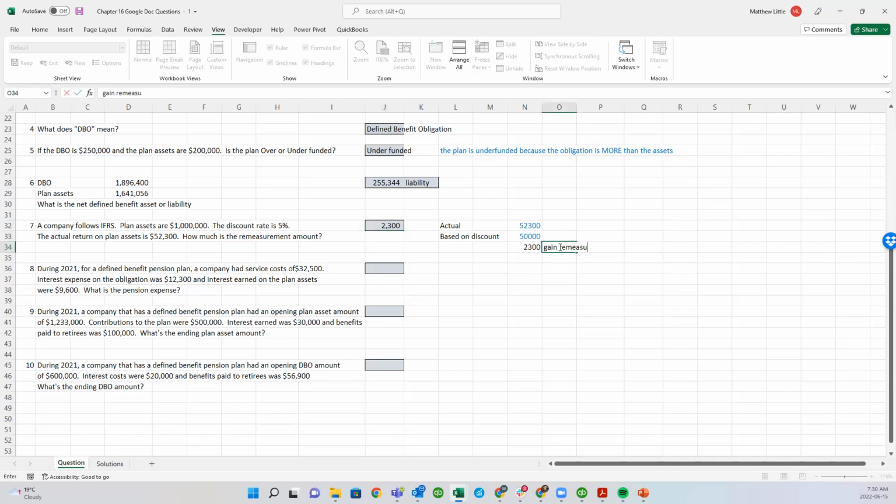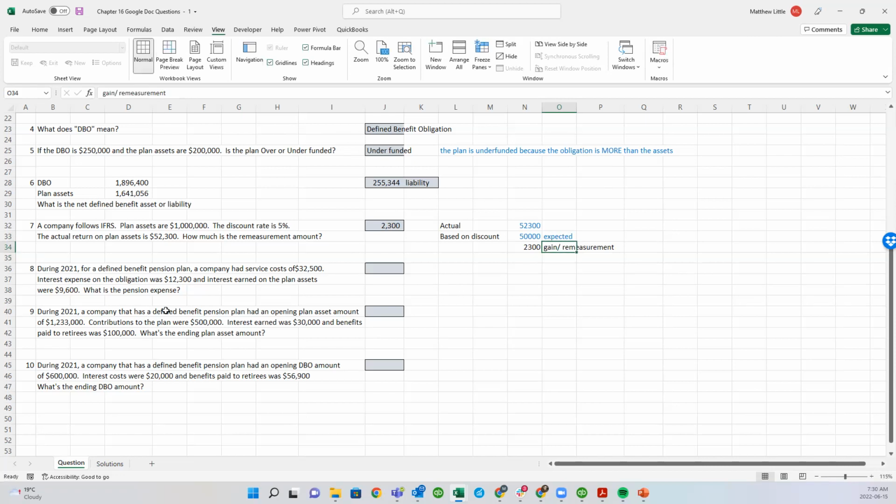Gain, I'll type that in. Gain on remeasurement, because our actual exceeded our expected.